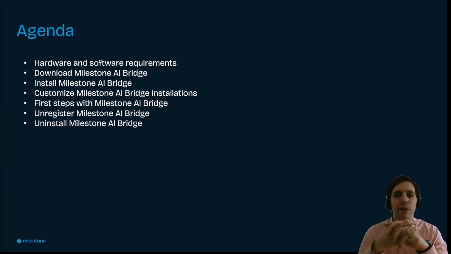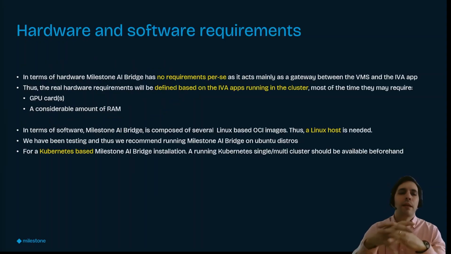Let's start now by talking about the hardware and software requirements behind Milestone AI Bridge. In terms of hardware, Milestone AI Bridge has no requirements per se, as it acts mainly as a gateway between the VMS and the IVA applications. Thus, the real hardware requirement will be defined by the running IVA applications within the cluster. Most of the time, these IVA applications will require GPU cards and a considerable amount of RAM.